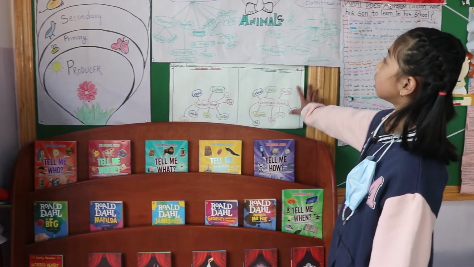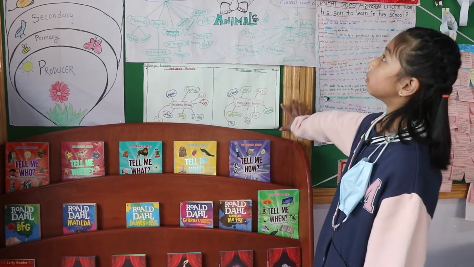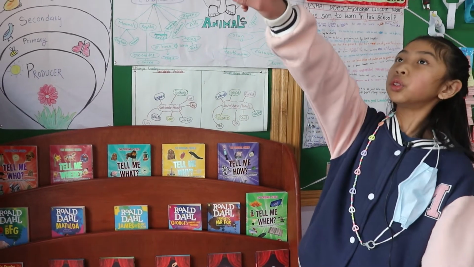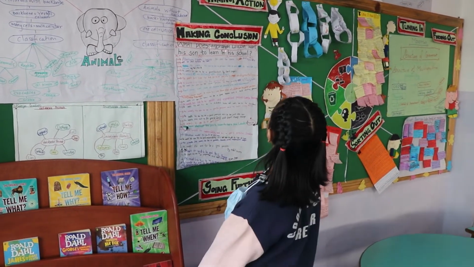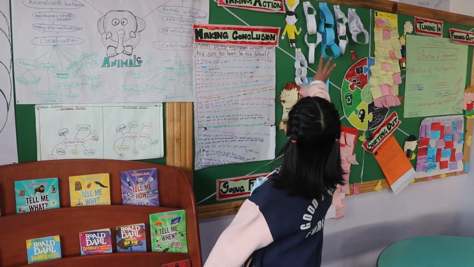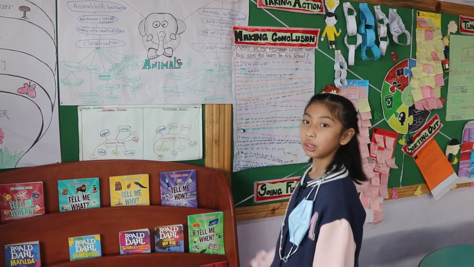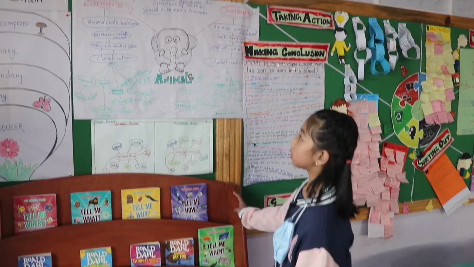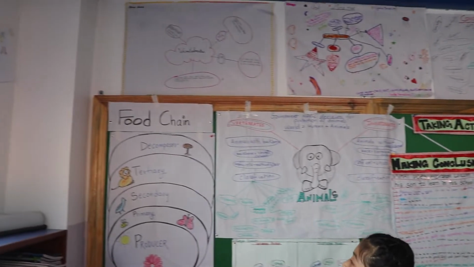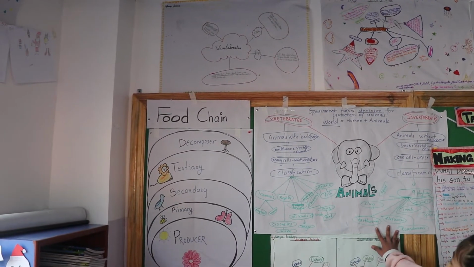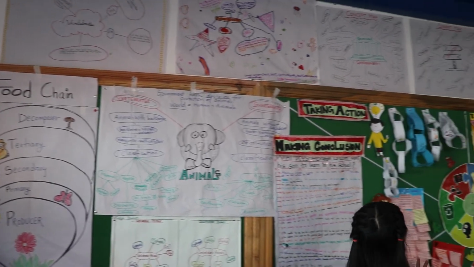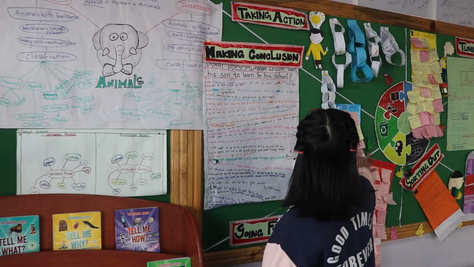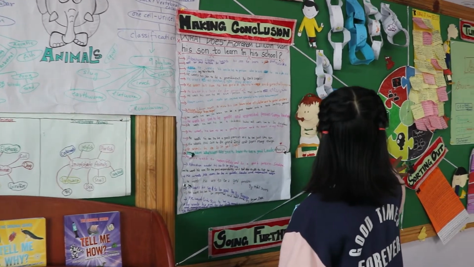Next are the concept maps and mind maps we have done. As you can see, there are 2 invertebrates and 2 vertebrates. There are also 3 concept maps of what we have done during the related concepts. We have done the food chain concept map, the vertebrates, and then we have the inquiry board.